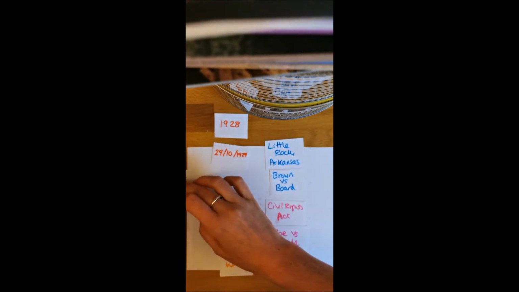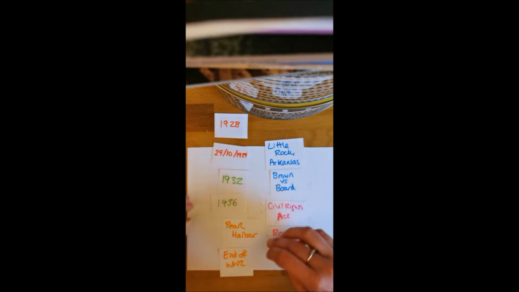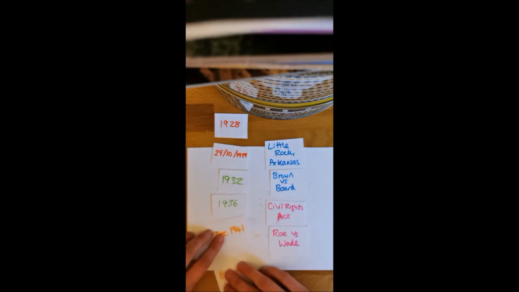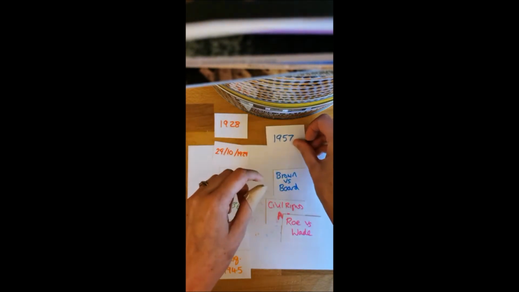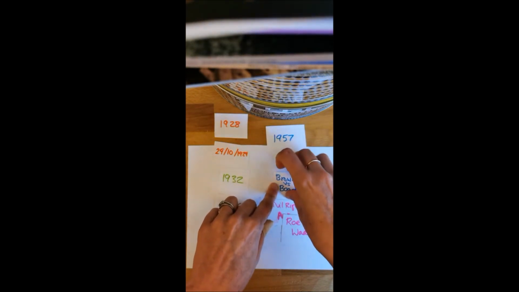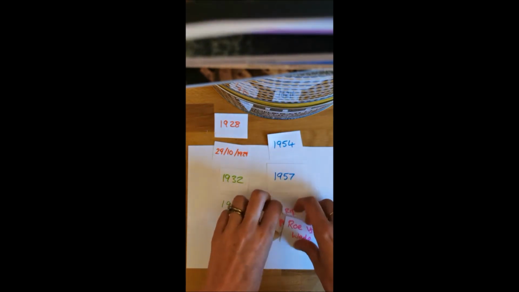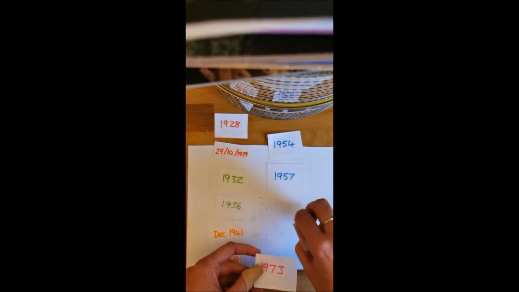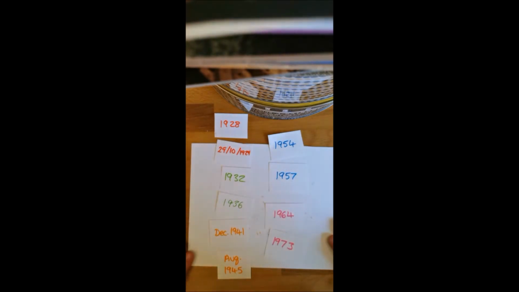Okay, literally just turn them over and I can look at the dates from there. 1932, 36, December 41, August 45, 1957, 1954, wrong way round. Let's rearrange them. And then the last two here, 73 and 64. All right. It's all about testing yourself.